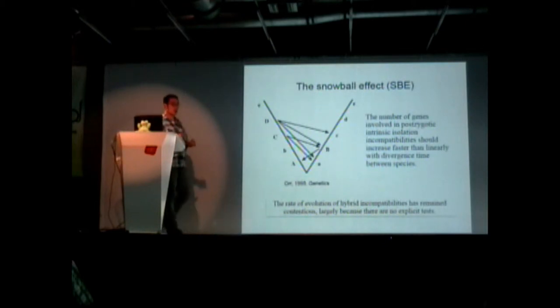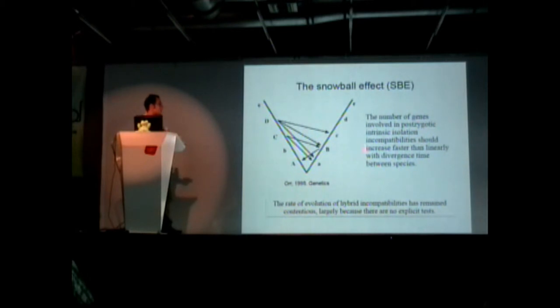But the Drosophila model was kind of forgotten for quite a while. There were no mathematical treatments of it. It was very anecdotal, but never rigorously formulated in a mathematical framework, until Orr formulated this corollary, called the snowball effect, of the Dobzhansky-Muller model.